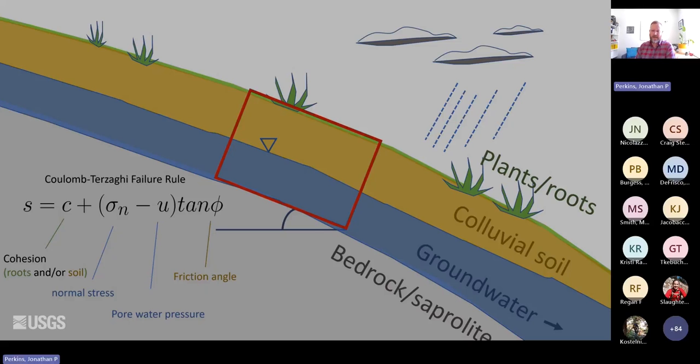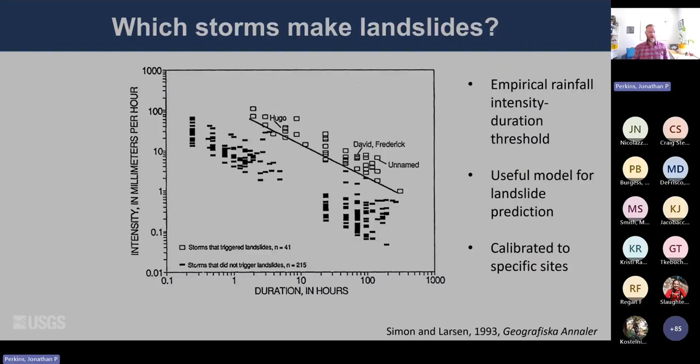Right, so if we wanted to do physical modeling of this, we could constrain all these parameters and do that, but it can become problematic doing this over large regions because we have to identify these different variables, which are quite heterogeneous in space. And so typically what researchers and emergency managers often do is rely on more empirically based models, one of the most common being the rainfall intensity-duration threshold, right? Here's an example from Puerto Rico from Simon and Larsen. This is typically where you find some threshold rainfall intensity for a given storm duration that separates landslide-inducing storms from those that didn't, right?